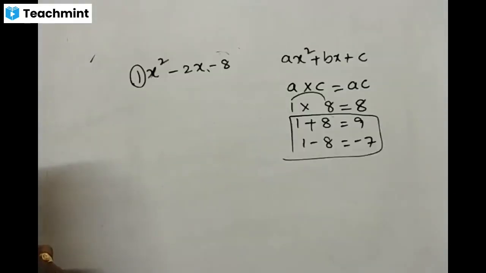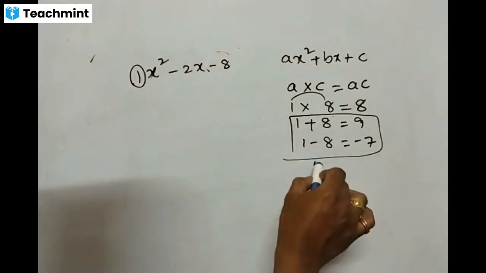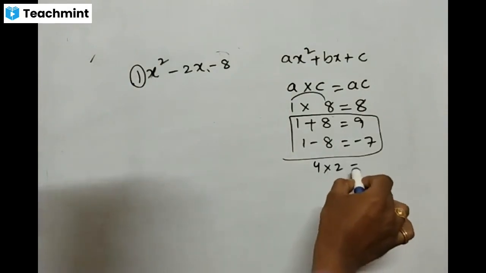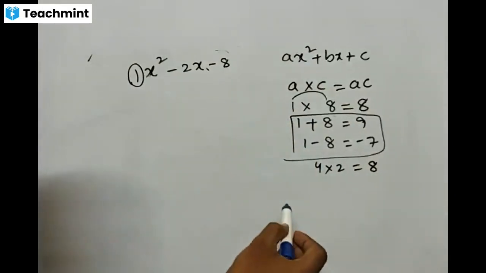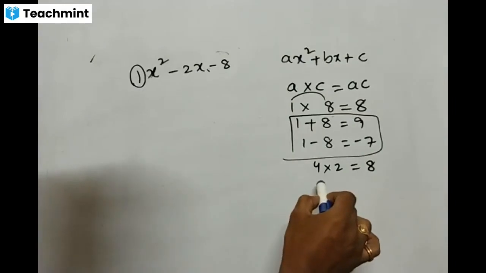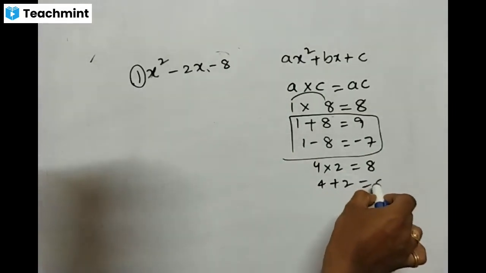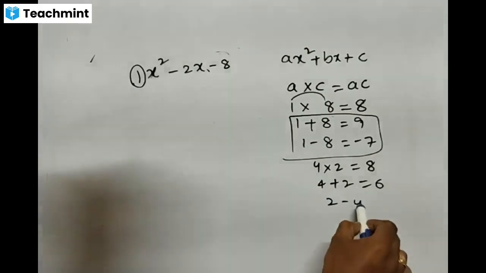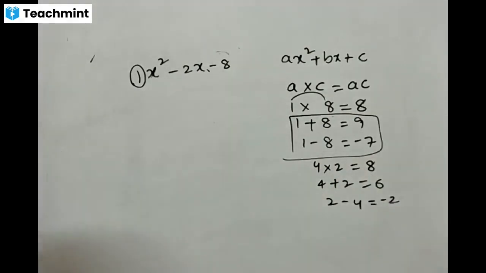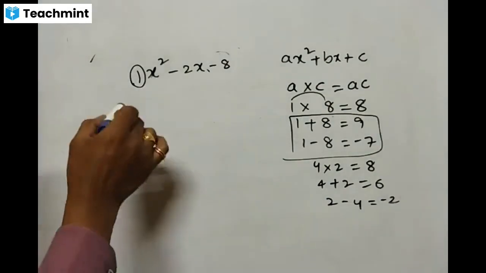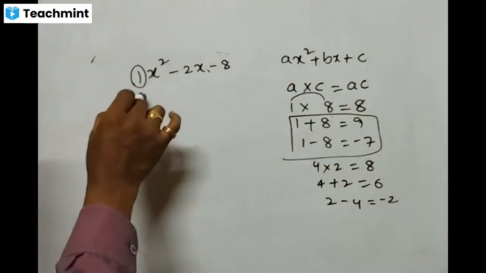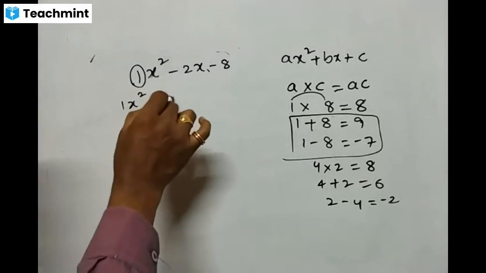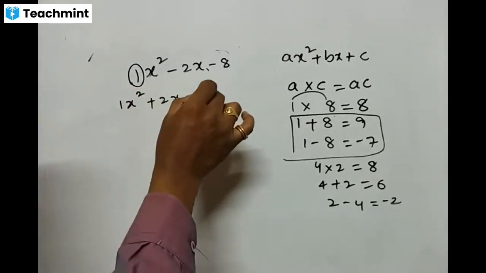So take other factors of 8. What are the other factors of 8? 4 2s are 8. So 4 plus 2 is 6. The addition is 6. But the difference is 2. 2 minus 4 is nothing but minus 2. So you can write this as 1x square plus 2x minus 4x minus 8.